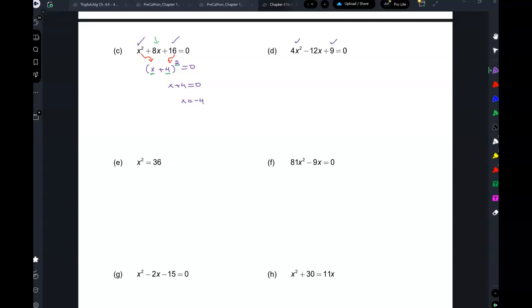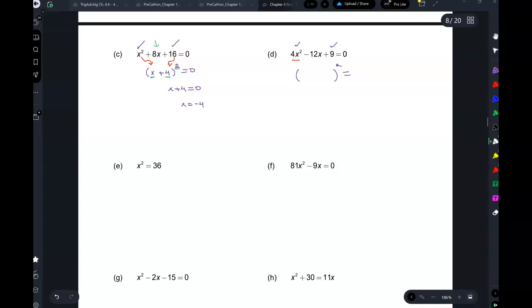Perfect square. Perfect square. Now there is no GCF to factor, right? I already checked. So let's see. Can I factor like this? Let's see. So it'll be the square root of the first one, which is how much? And then the square root of the last one, 9, 3. Okay, since there is a minus here, I put a minus here. And now let's check. 2x times negative 3.